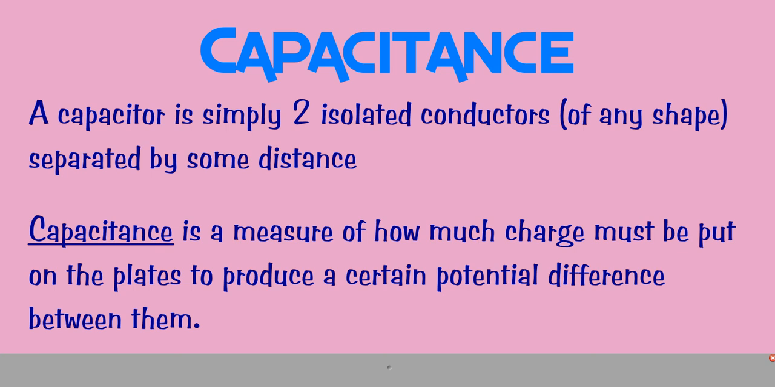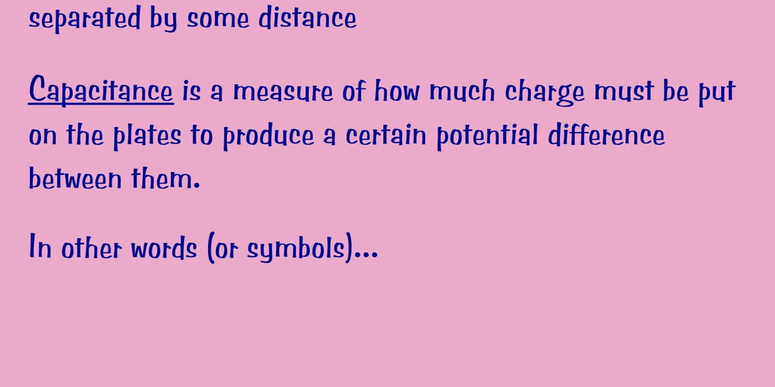When we're dealing with capacitors, we'll quite often talk about the term capacitance. It's a measure of how much charge you must put on the plates to produce a certain potential difference between them. In symbols, that's saying that capacitance, which we use a capital C for, is equal to the charge divided by potential difference, Q over delta V.